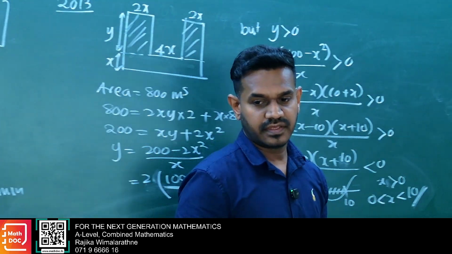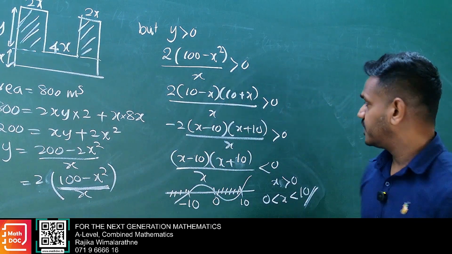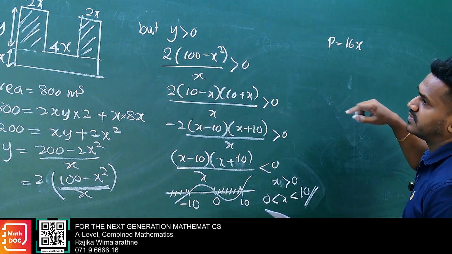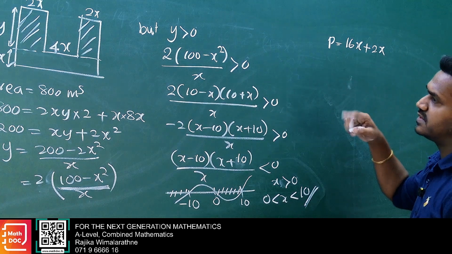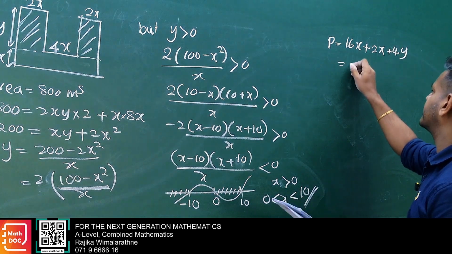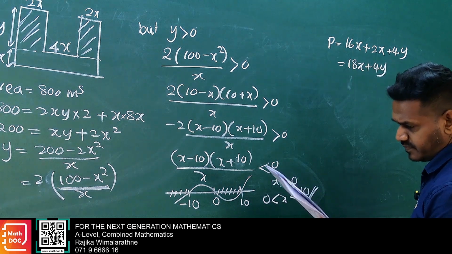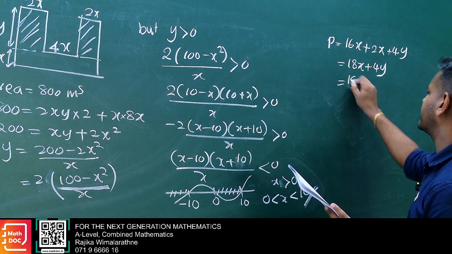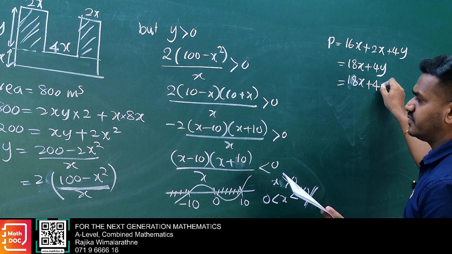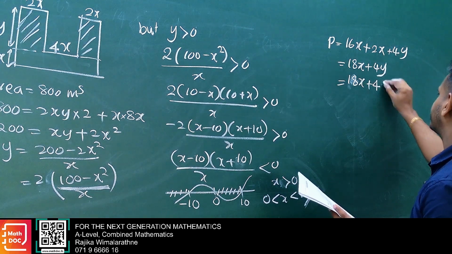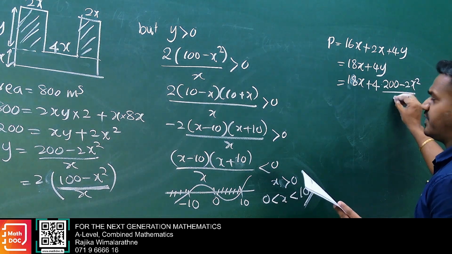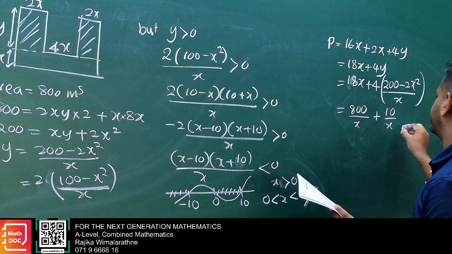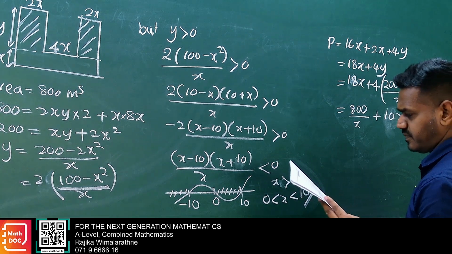Now write the perimeter. P equals 16x plus 2x plus 4y, so 18x plus 4y. Substituting y equals (200 minus 2x squared) divided by x, we get P equals 18x plus 800 over x minus 8x, which is 800 over x plus 10x.